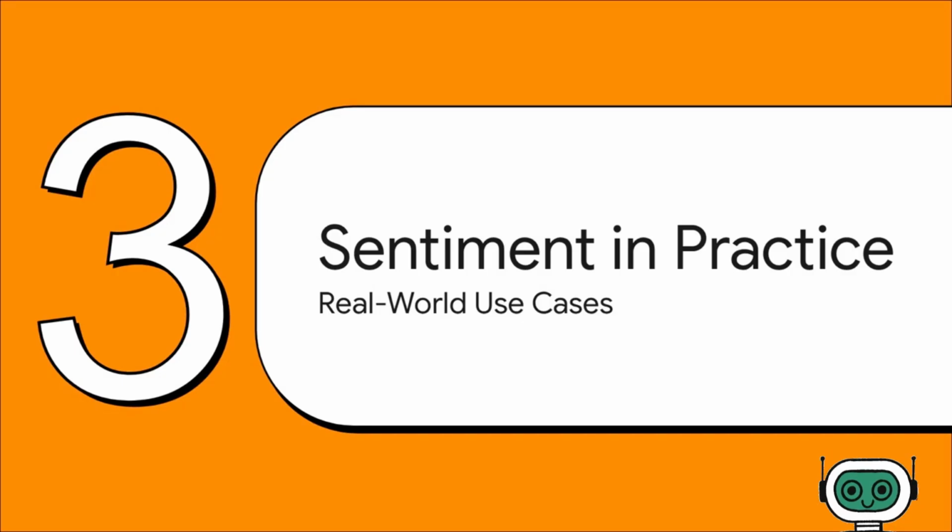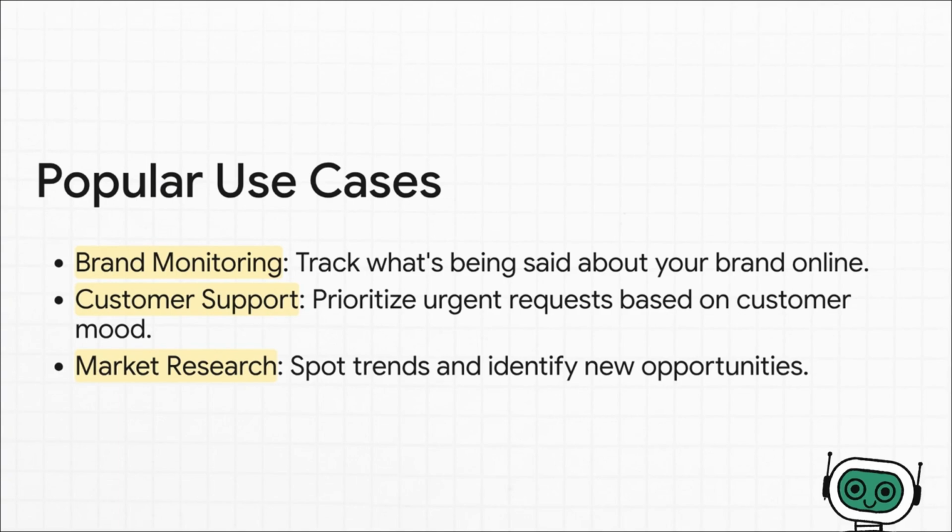Okay, so this isn't just an academic exercise. Where does this technology actually show up in the real world? Well, you see it everywhere. Companies use it for brand monitoring, to get a real-time pulse on how people feel about them online. Customer support teams use it to automatically find the angriest emails and handle them first. And market researchers use it to sift through thousands of product reviews to find out what people actually care about.